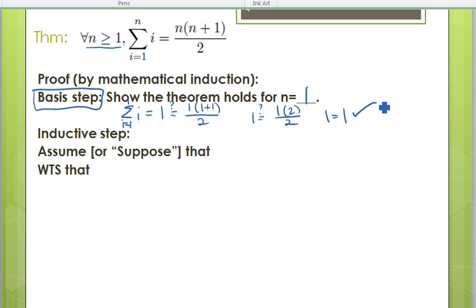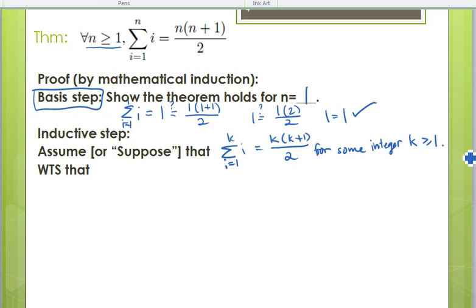Okay, for the inductive step, we want to assume that this is true for some integer, some particular integer. We just don't know what it is. We're going to call it k. So we're going to assume the theorem is true. So it is true that the sum of i equals 1 to k of i is equal to k times k plus 1 over 2. So we're going to assume that is true for some integer k greater than or equal to 1.